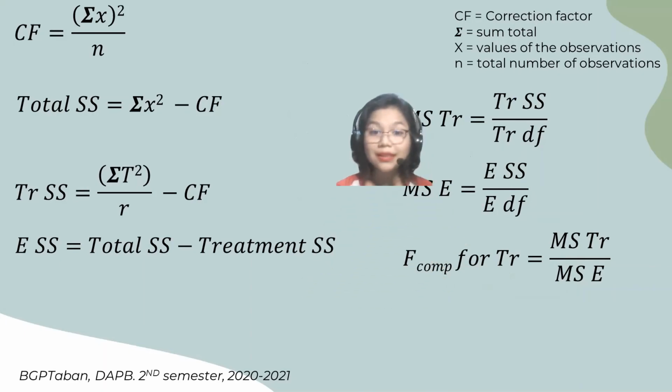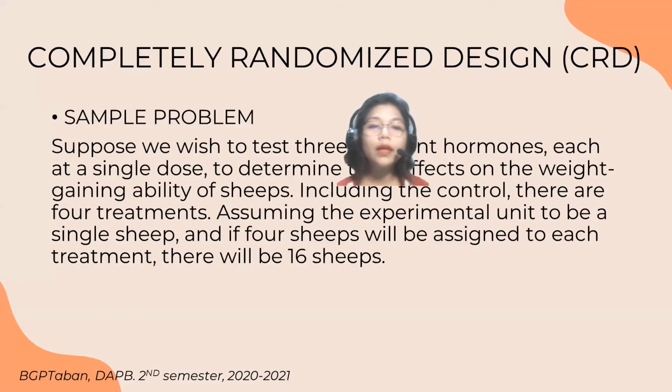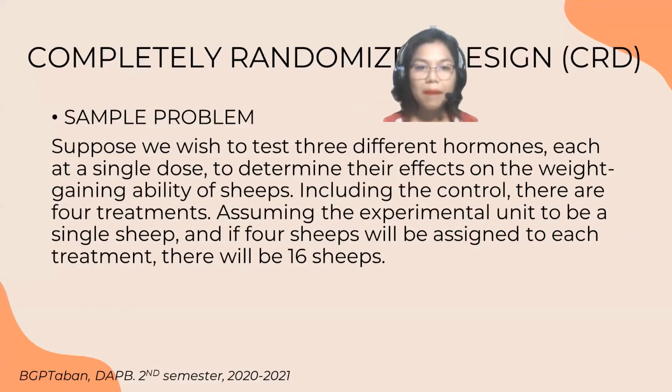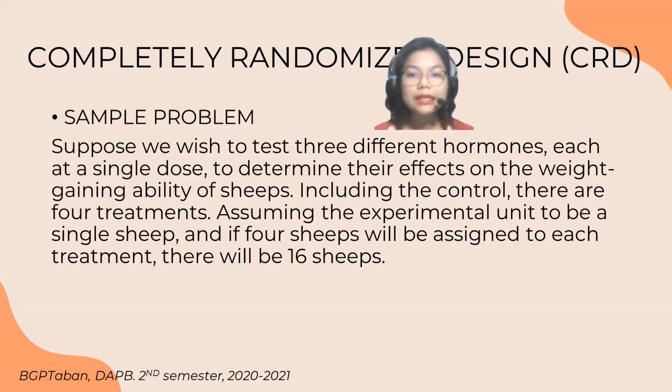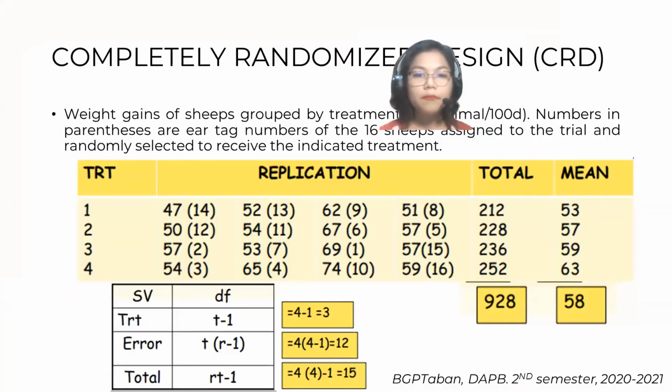Okay? So now let's have our sample problem. Suppose we wish to test 3 different hormones, each at a single dose, to determine their effects on the weight gaining ability of sheep. Including the control, there are 4 treatments. Assuming the experimental unit to be a single sheep, and if 4 sheep will be assigned to each treatment, there will be 16 sheep.